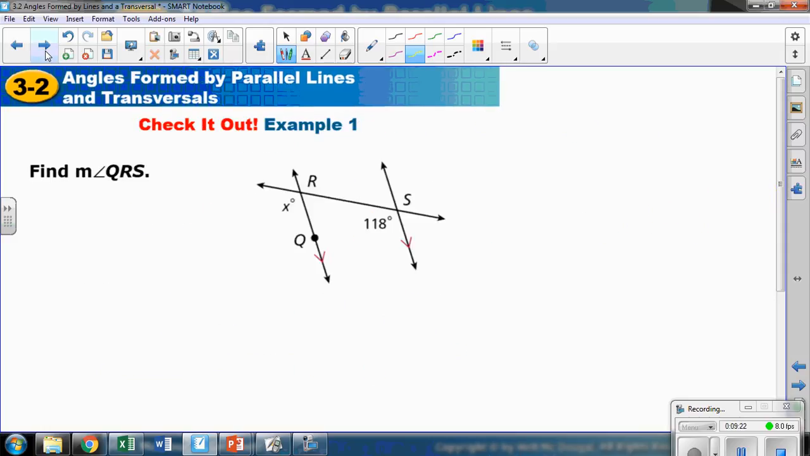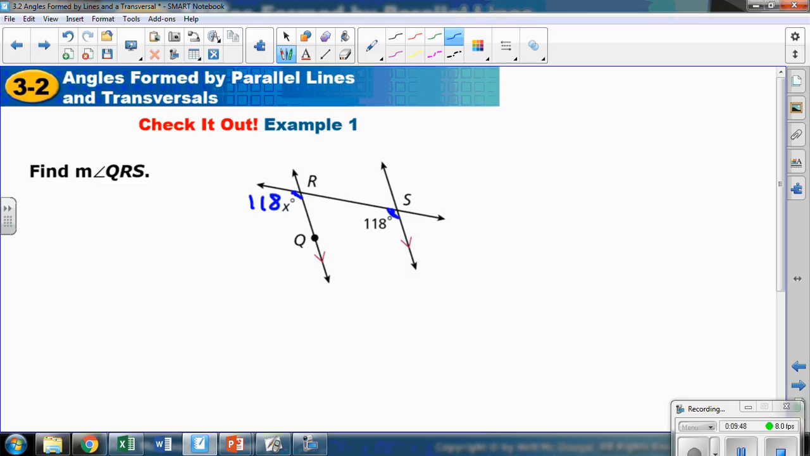Real quick one, how big is angle QRS? I want to be careful because a lot of times students say, oh, it's 118, I can see the number. Be careful. Corresponding angles will of course match. This is 118. That's true. But is that the angle that you were asked for?